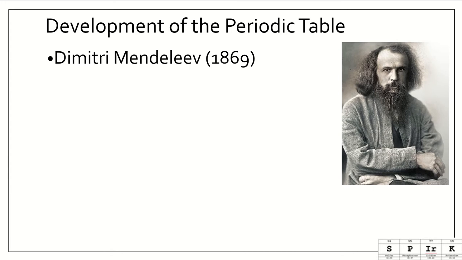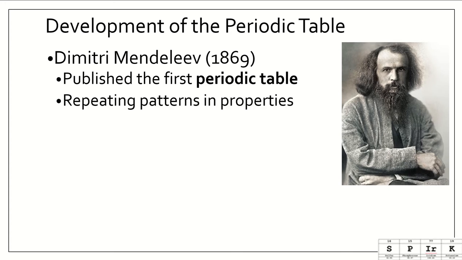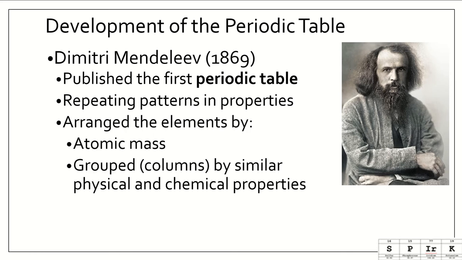Then we get to the father of the periodic table, Dmitri Mendeleev. Dmitri Mendeleev published the very first periodic table, and he also followed repeating patterns and properties. He arranged the elements by atomic mass, and he grouped them, again the groups are columns, by similar physical and chemical properties.